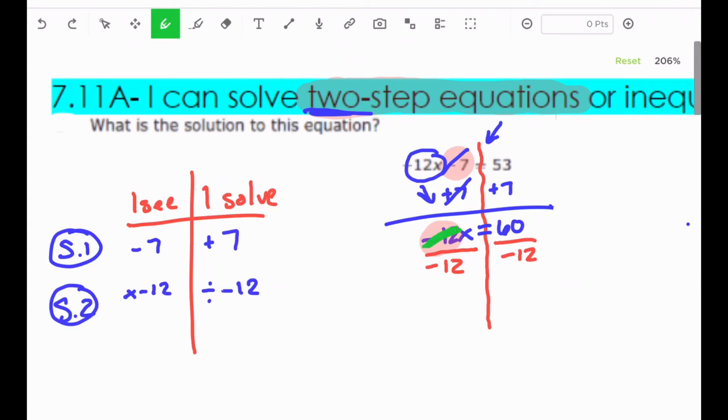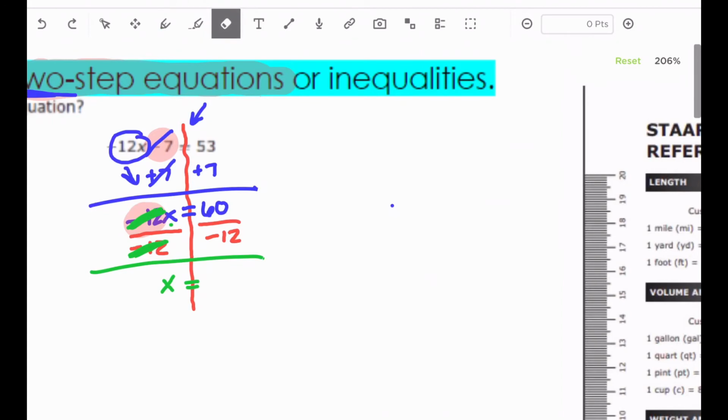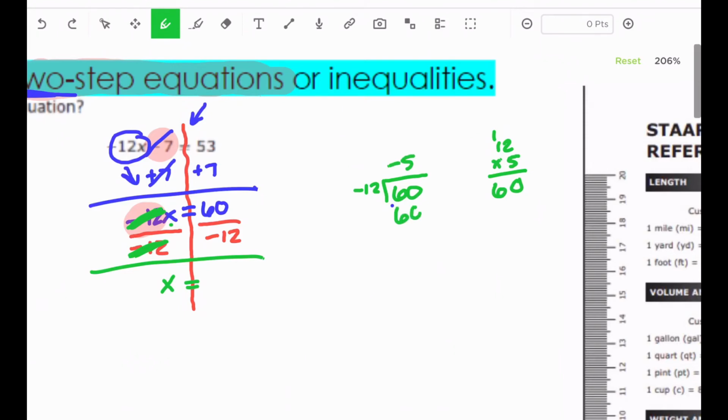These two right here pretty much cancel each other out. Bring down my equal sign. So now I'm only left with x on the left side. Now let me go ahead and do the math over here for the right side. So that's negative 12 divided into 60. I know that 12 times 5 is 60. So 5, oh, don't forget your negative, okay? Negative times a negative gives me a positive 60. So my answer here is x is equal to negative 5.